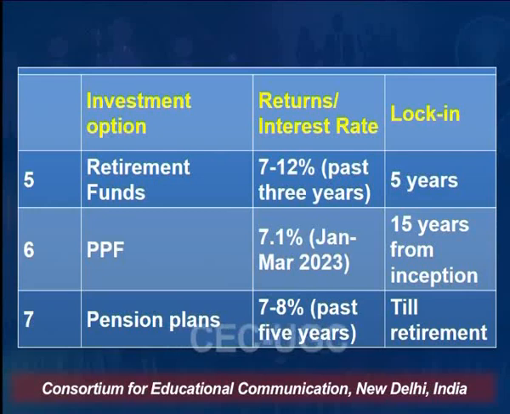So the average return of the past 3 years of different plans, depending on the scheme you have chosen, is 7 to 12%. And if you opt for a retirement fund, the lock-in period is 5 years. That is the minimum period for which you make the investment. But friends, at the time of retirement planning, any retirement fund which you choose, your horizon should be 10 to 15 years, right?